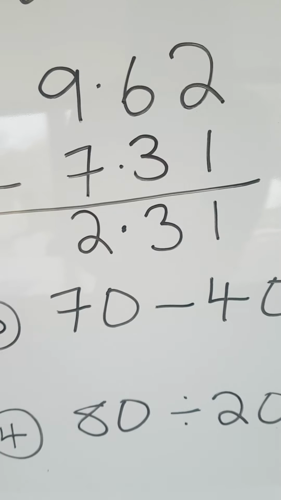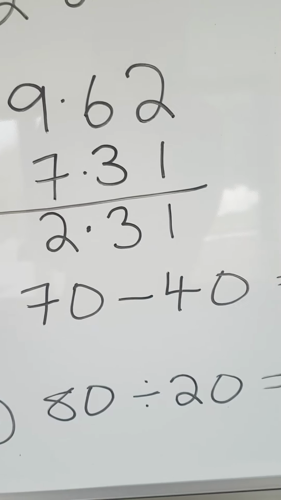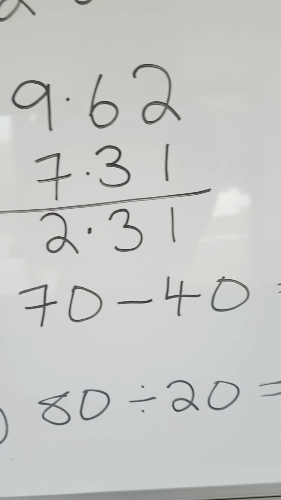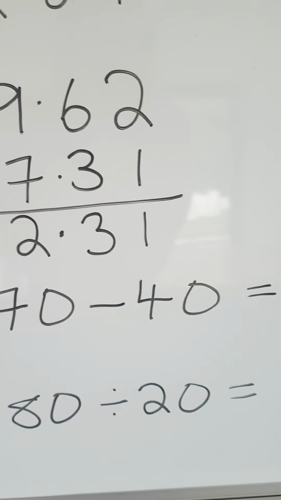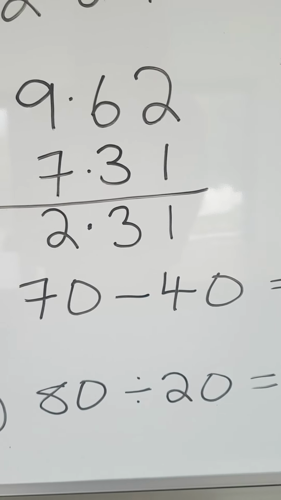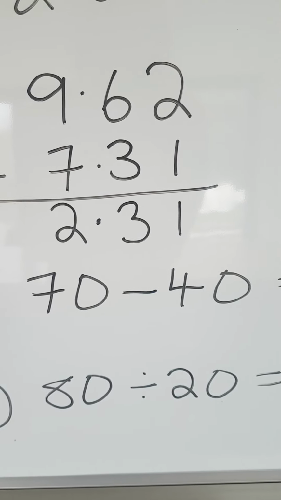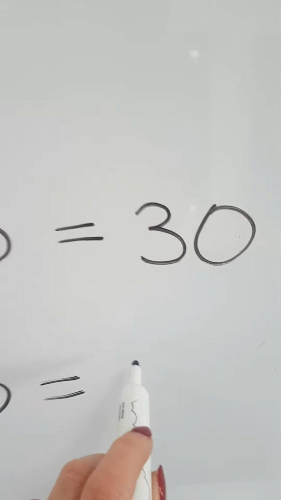Question 4 is similar, so do the brackets first. So 8 times 10 is 80 divided by 2 times 10, which is 20. So that would give us 80 divided by 20. So how many 20s are in 80? It's the same as saying how many 2s are in 8, so the answer there is 4.